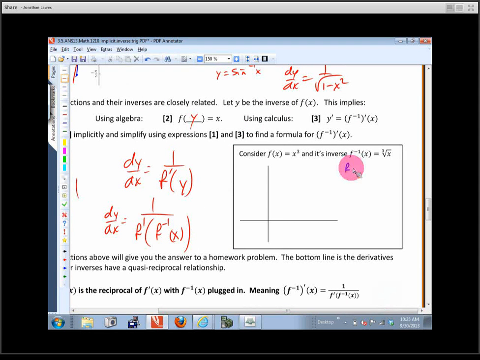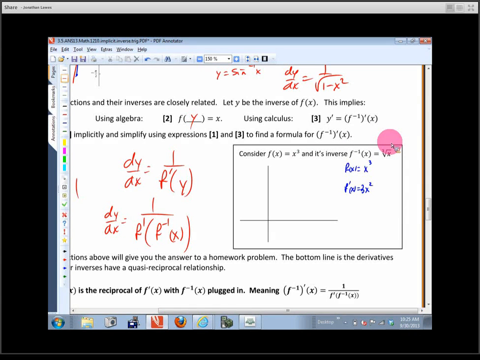The original function on this one is x cubed. Everybody here knows the derivative of x cubed, right? So f prime of x is equal to 3x squared, right? Now, just indulge me just a little bit. This is the inverse of the cubing function, right? This is the cube root. We already know how to find the derivative of the cube root using the power rule, right?